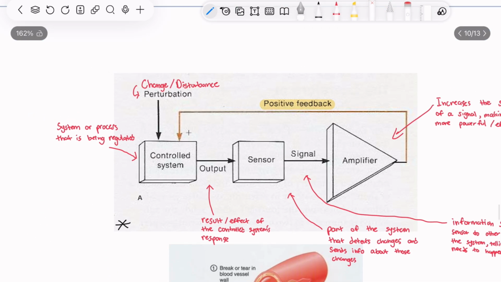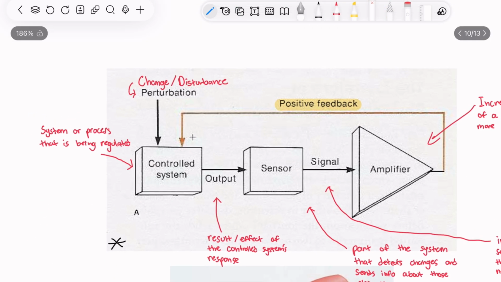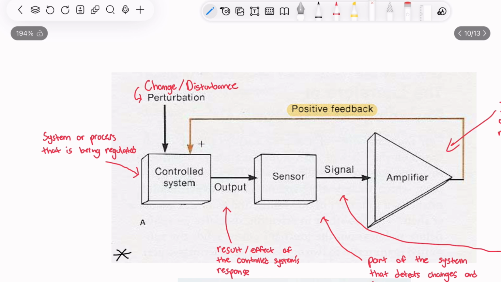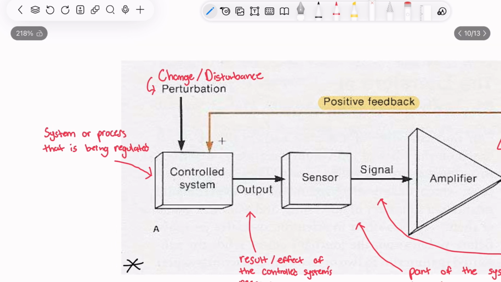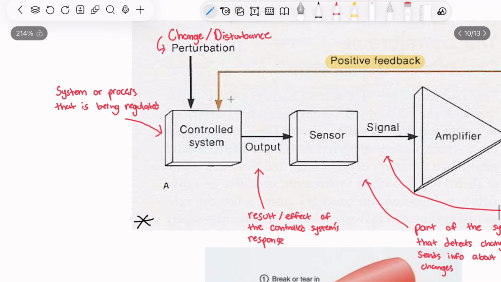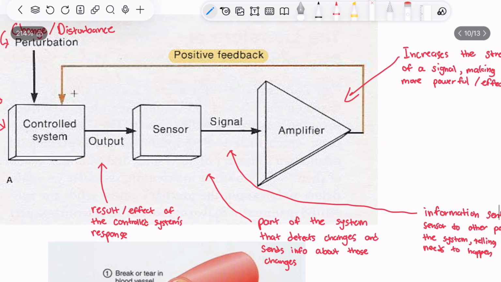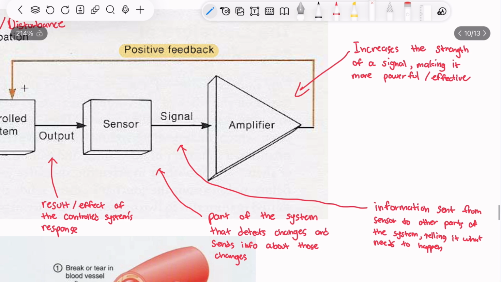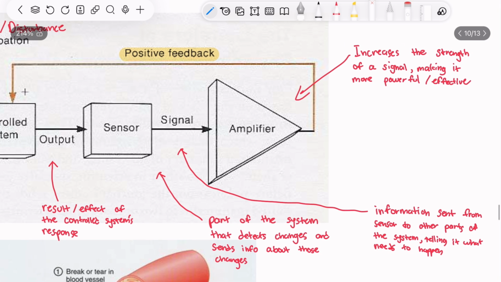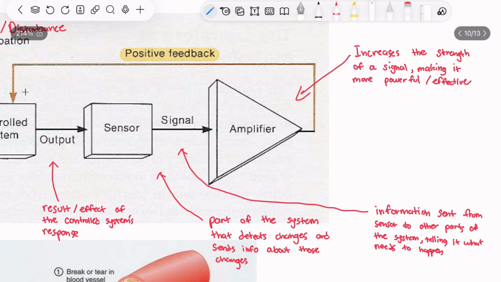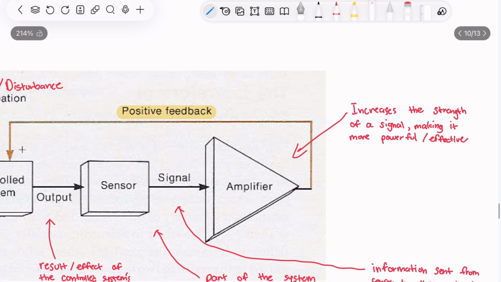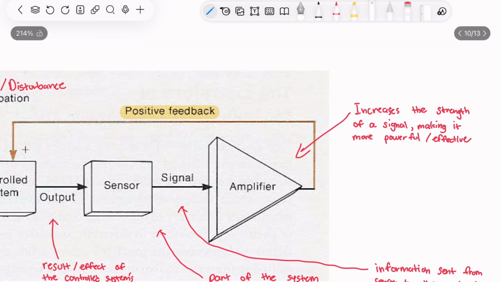So this is the picture diagram that we saw in the slide, except it was blurry. So this is kind of like negative feedback, except there's a little change, okay? So everything starts normally, right? A change or disturbance happens, it goes to the control system, which releases an output. It then goes to the sensor, and the sensor is part of the system that detects change and sends information about these changes. And then the sensor sends signals. The signal is the information sent from the sensor to other parts of the system, telling it what needs to happen, okay? And then it goes to the amplifier. The amplifier increases the strength of a signal, making it more powerful and effective.